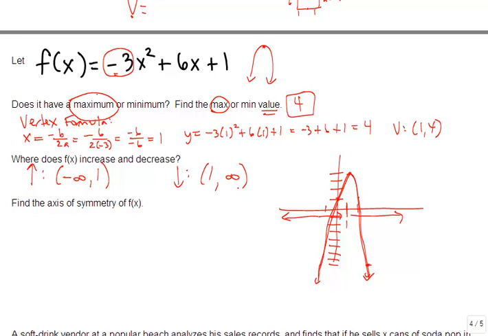And then finally, what's the axis of symmetry? Remember, the axis of symmetry is the vertical line that cuts your parabola in half. And that means it's going to have to be the vertical line that goes through that vertex. And vertical lines are always x equals a constant. So if it's going to go through this vertex, then it's got to be x equals 1, whatever that x coordinate is. So my axis of symmetry is just x equals 1. Please don't just write 1 down. It needs to be an equation. It needs to have that x equals.